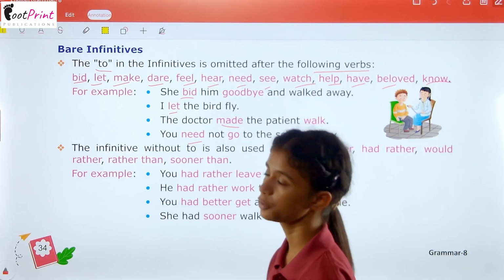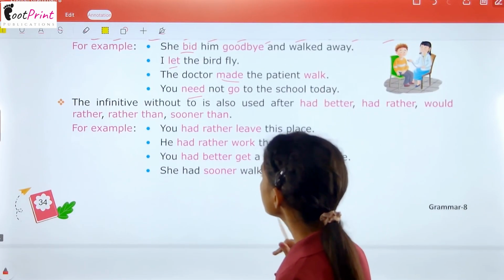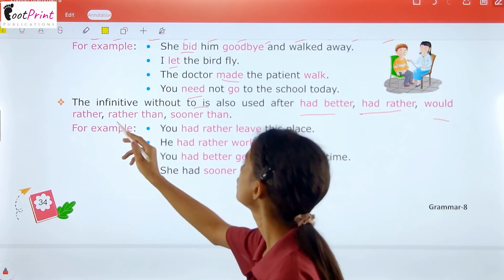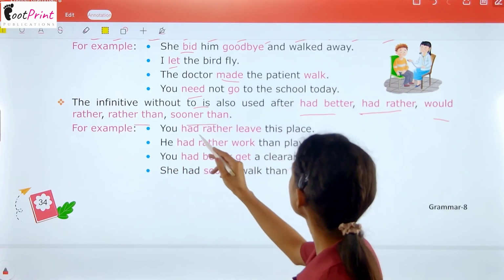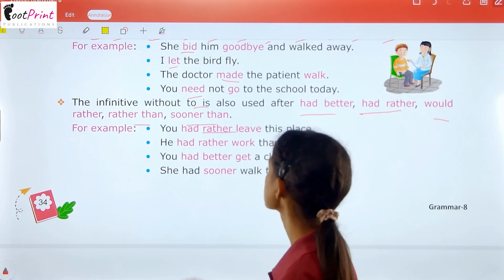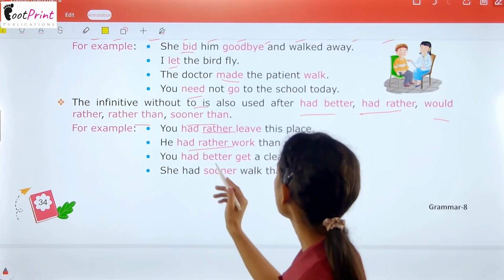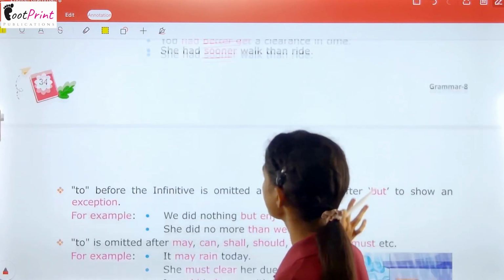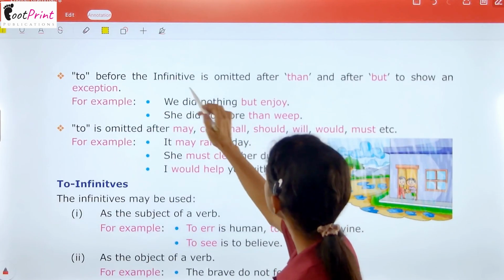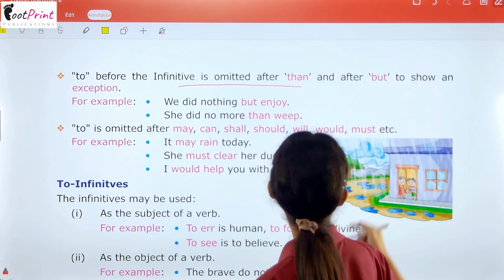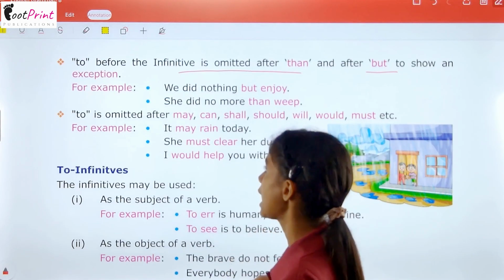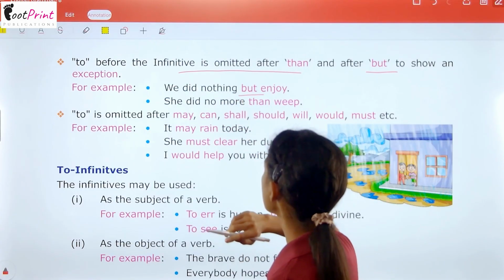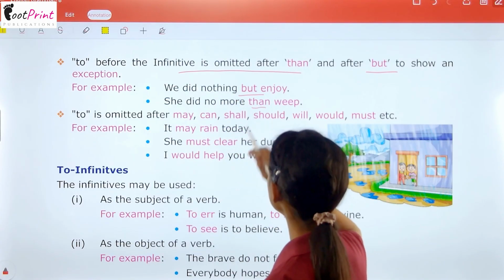So these are the bare infinitives, and the infinitive without to is also used after had better, had rather, would rather, sooner than. You had rather leave this place. You had rather work than play. You had better get a clearance in time. She had sooner walk than ride. Now, to before the infinitive is omitted after than, but to show an exception: We did nothing but enjoy. She did no more than weep.